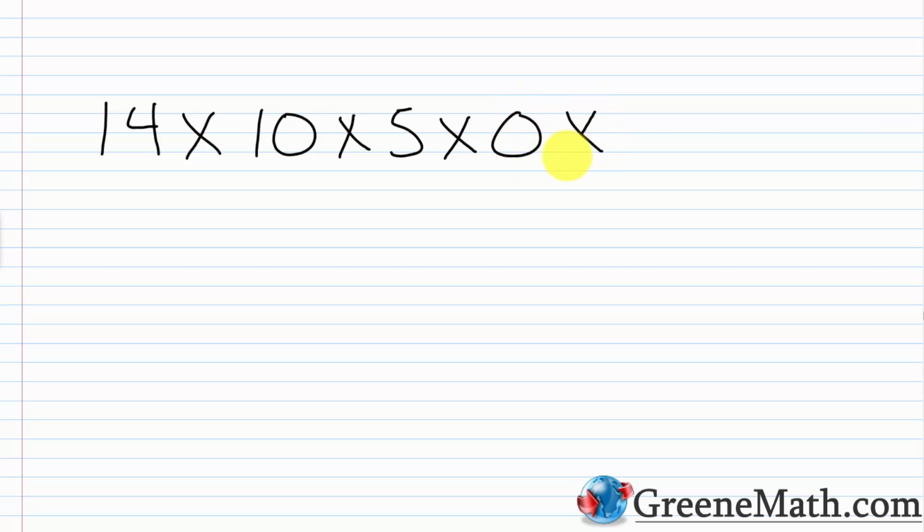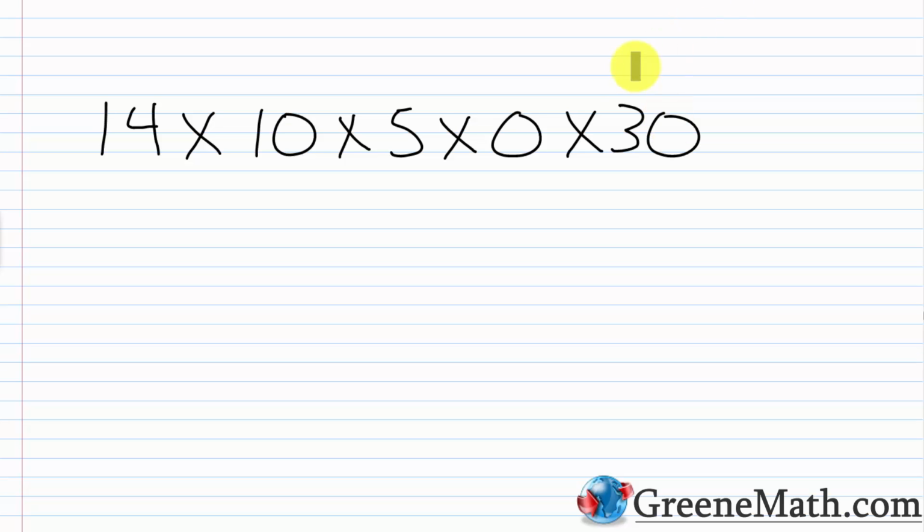A lot of times they'll put this question on a test, but they won't put it straightforward like that. They'll give you numbers that are being multiplied together. So let's say something like 14 times 10 times 5 times 0 times 30. A lot of students will see this and go, oh, how am I going to do that without a calculator? Many of them could do it, but it would take a long time.